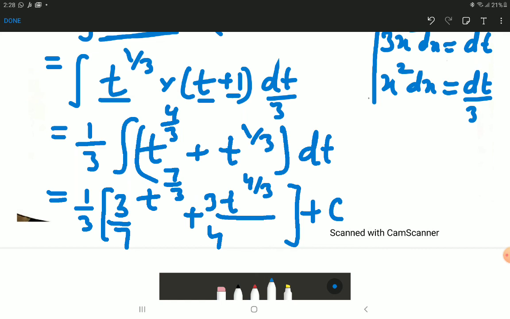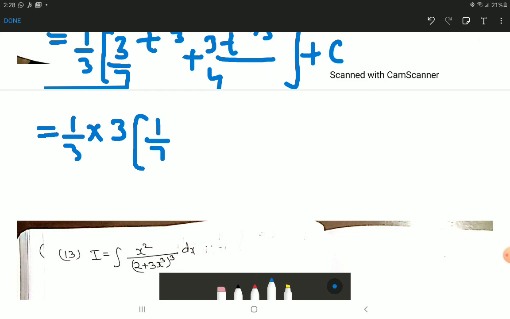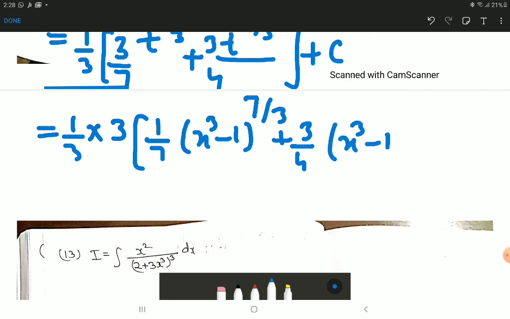And after this, you can replace t by its value, which is x cube minus 1. 1 by 3 is already out. 3 you can take common. Inside we are left with 1 by 7 into t raised to the power 7 by 3. t means x cube minus 1, raised to the power 7 by 3, plus 3 by 4 into t raised to the power 4 by 3. t is x cube minus 1 whole power 4 by 3, plus c.